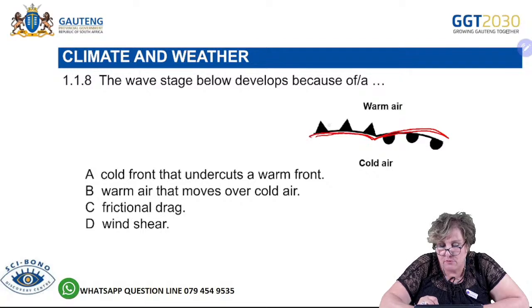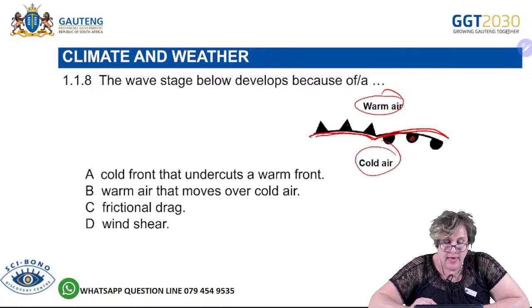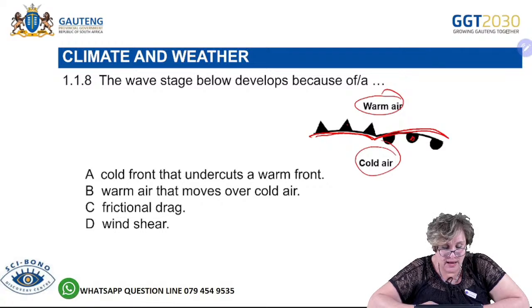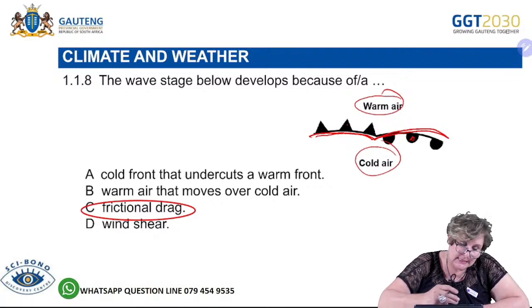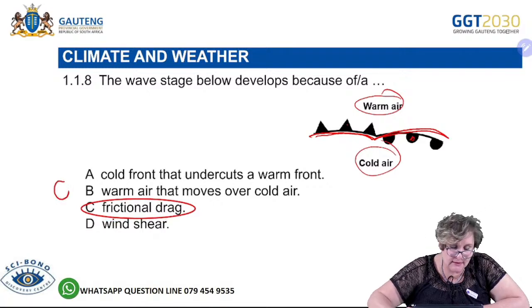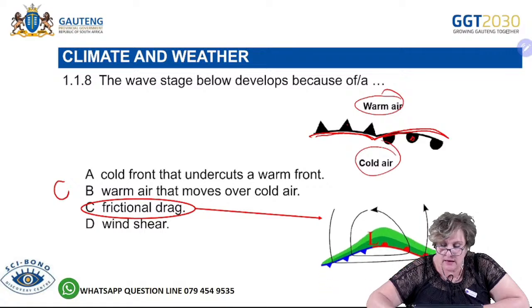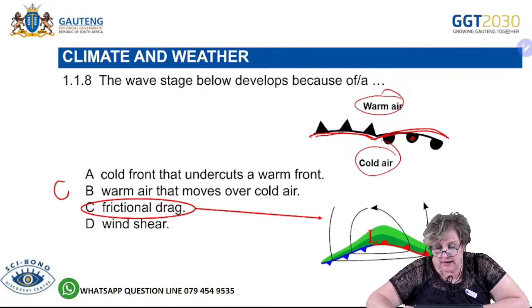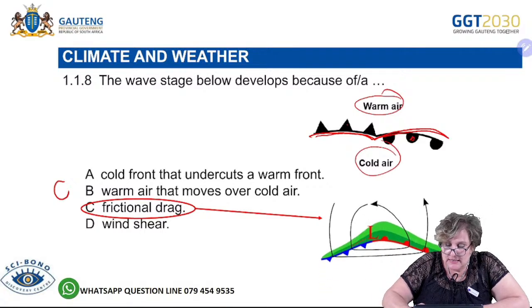It looks like a wave with my cold air here, my warm air here. Remember, there's the warm air, here's the cold air. A, a cold front that undercuts a warm front. B, warm air that moves over the cold air. C, frictional drag. Or D, wind shear. Your answer must be C for 118, frictional drag. As you look at this diagram, you'll see it is the wave stage.